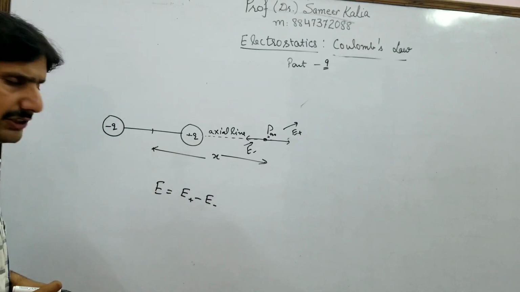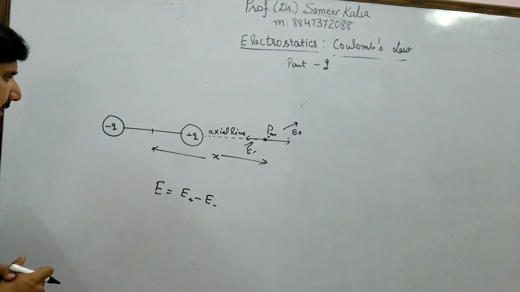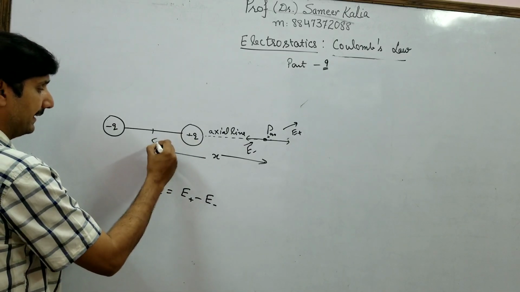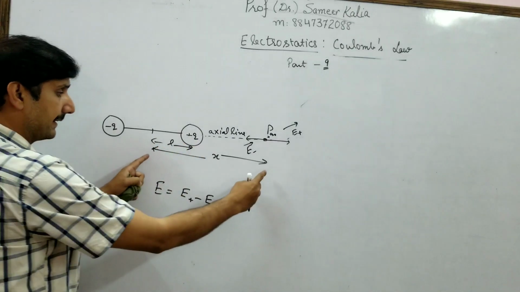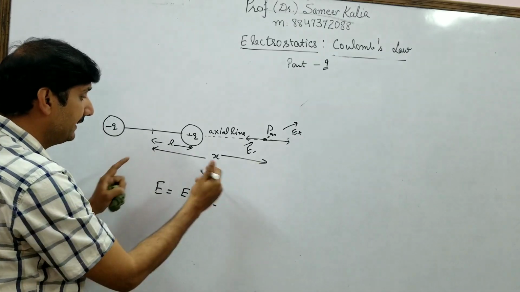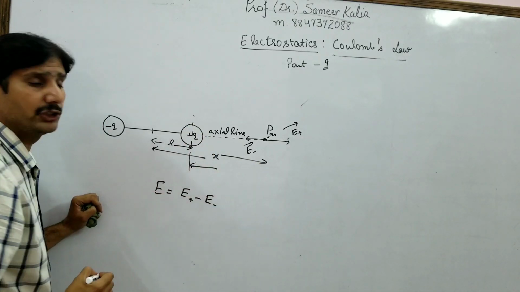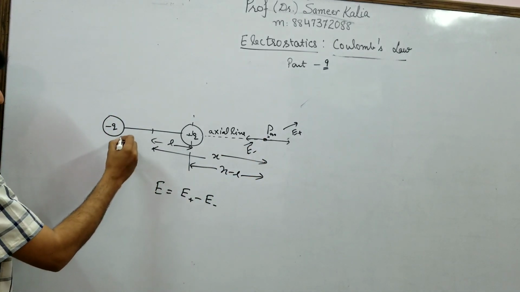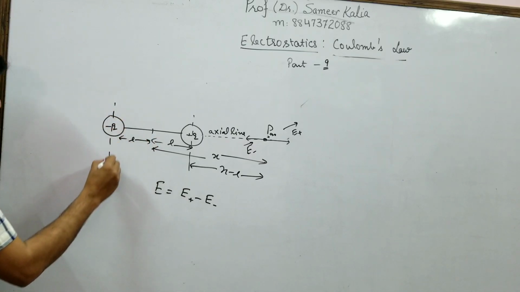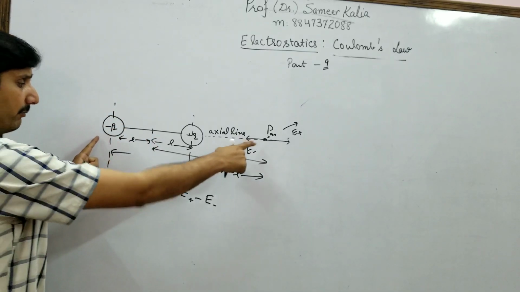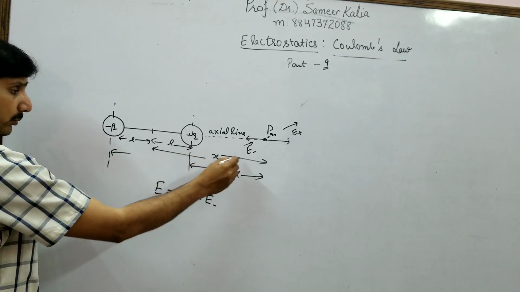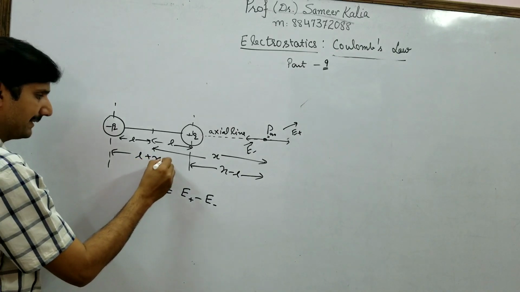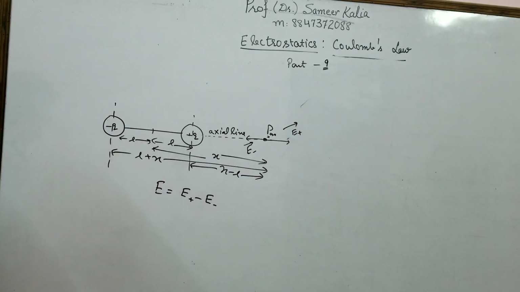I wish to find out the magnitude. I'll tell you about the direction later on. Now, how to find out E plus? I know that this distance is L and this distance is X. So, what is the distance of this positive charge from point P? This is X minus L. And in a similar way, what is the distance of this negative charge from point P? This is again L. So it was X up to this point and L it is further away. So it becomes L plus X from point P.